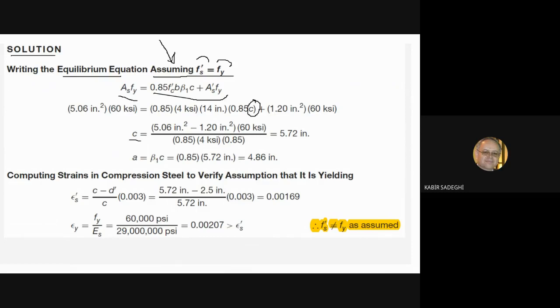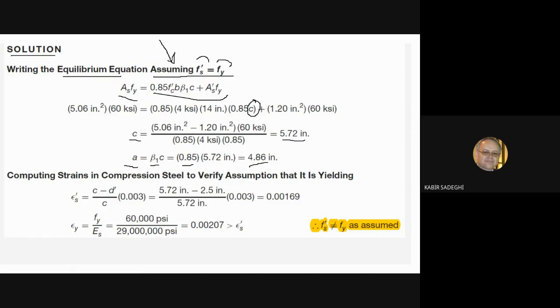A small c or lowercase c is the distance between the location of the neutral axis up to the top of the section or up to the extreme compression fiber of concrete. We find c equals 5.72 inches. Then we calculate a, by applying beta 1 was 0.85. Why? Because f prime c was 4000 psi, not greater than that. Otherwise, we should calculate beta 1 from the formula. And then we find a, which is 4.86 inches.